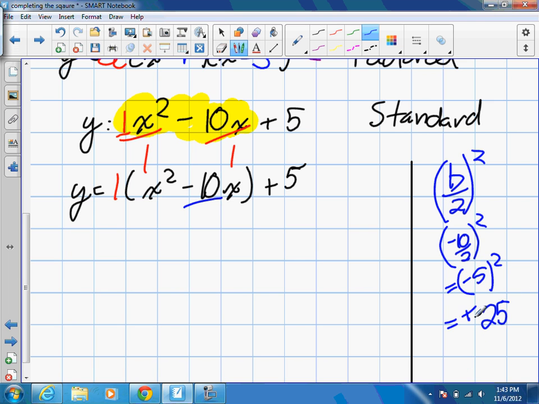If I add and subtract 25, what's the equivalent of putting into the equation? 0. So essentially, we're not changing the equation. We're adding a 0 to it. But the reason we're doing this is because we're trying to create a perfect square trinomial.